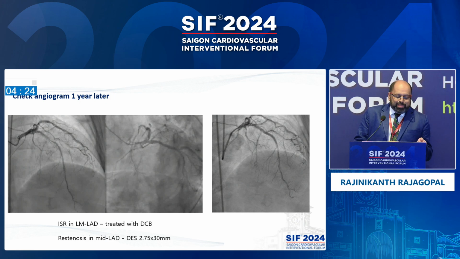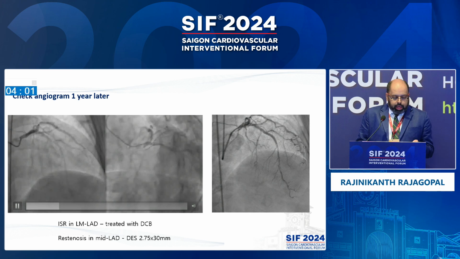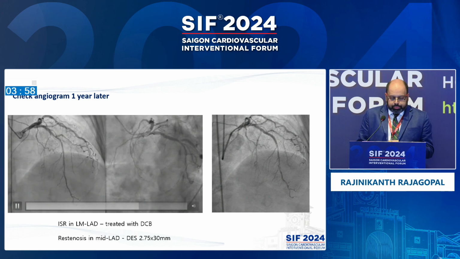So we brought her back a year later. We saw some ISR in the left main LAD, which we fixed. And in the DCB-treated segment, we saw focal restenosis, which we treated with a short 30 mm stent. So eventually, she did end up with a stent in the left main LAD, but all the distal LAD, we were able to just manage with a DCB, which is a good result for her in the long run. And so that was the follow-up result.